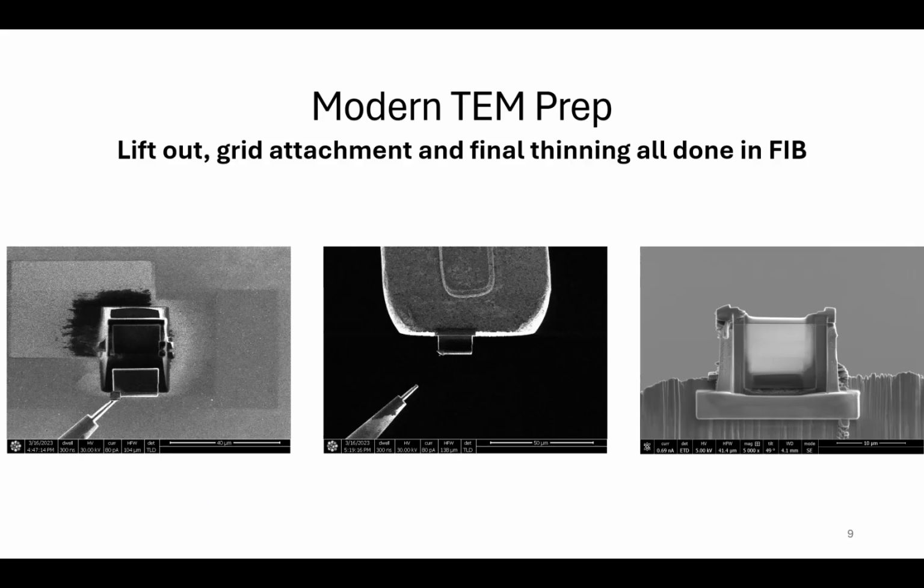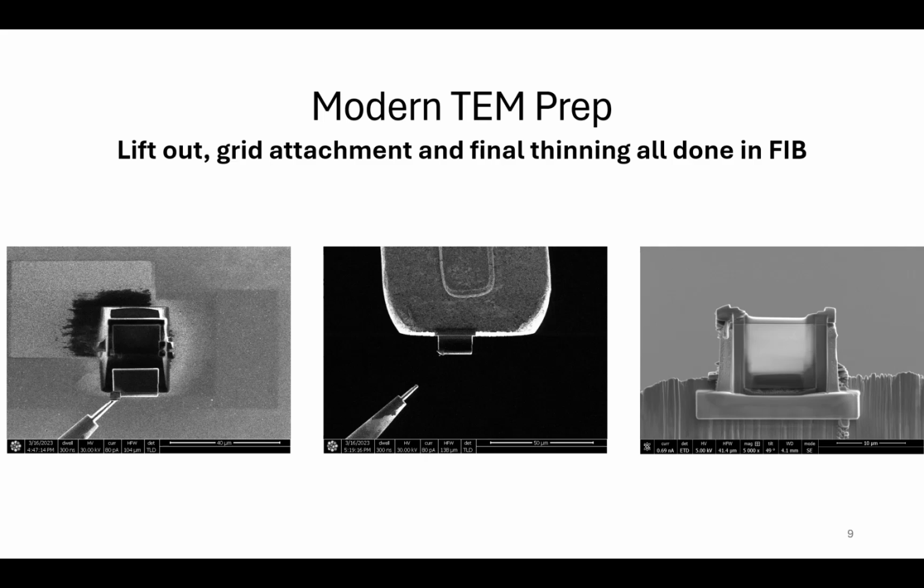So nowadays we have manipulators and gas injectors built into the FIB SEM. So the current state of the art is to do the lift out, grid attachment, and final thinning all inside of the FIB SEM. And there have been all kinds of innovations to make low energy FIB beams tighter and more collimated so that the sample can be even thinner with less of a damage layer.